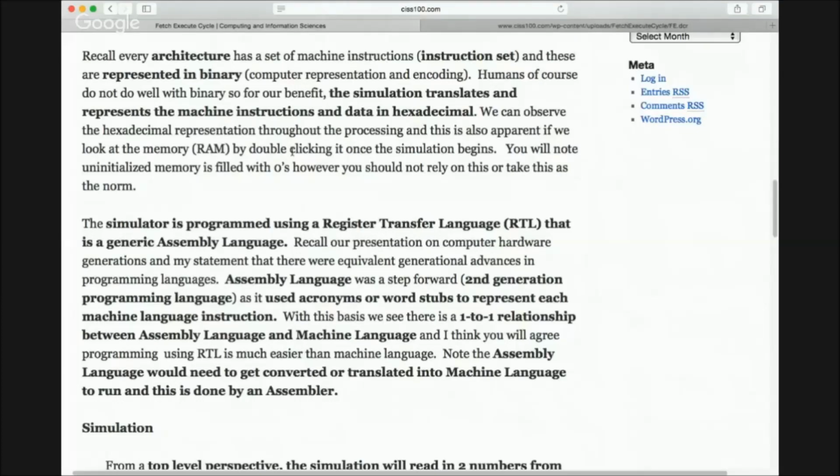And I'll make this up, 10111, whatever. And I then want to add something to the memory address of location, whatever, 10111. I'm doing everything in machine language. Humans, we do not do well in this.